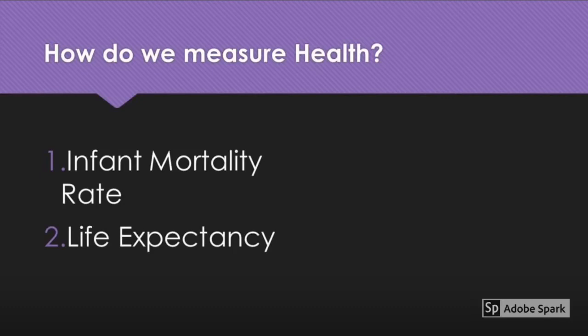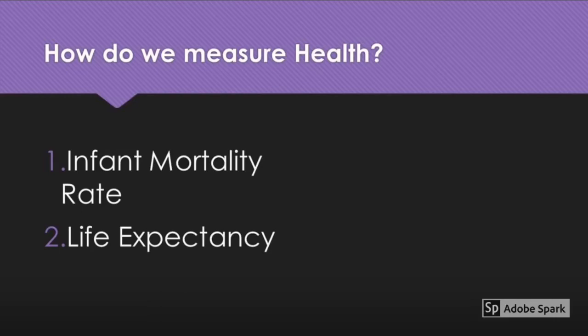Now, before we even begin to look at anything at all, you have to understand two concepts that help us measure health. Okay, the first one is infant mortality rate, and then the second one is life expectancy. Infant mortality rate simply refers to the number of infants that die before reaching 1 year of age per 1,000 live births in a year.